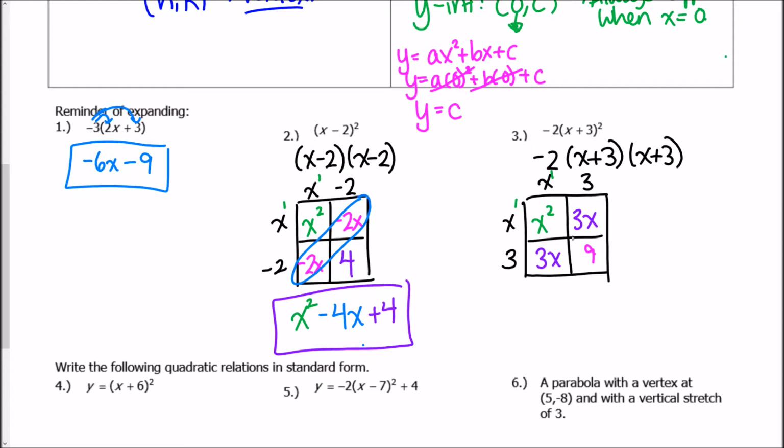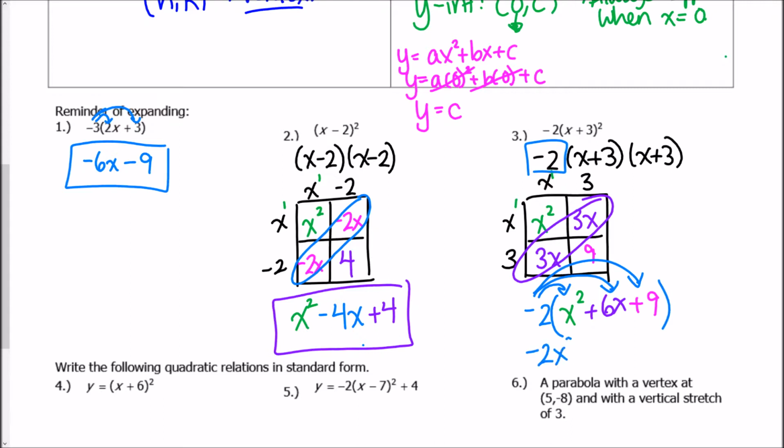So then I can put the x squared down because nothing is like it. The 3x and the 3x can go together, so I get plus 6x. And then here I just get plus 9. But there is this negative 2 out in front right here, so I can't forget it. So I'm going to write negative 2, and then I'm going to put brackets around this right here, and I'm going to distribute this whole thing through. So I get negative 2x squared, and then negative 2 times 6x is negative 12x, and then negative 2 times 9 is negative 18. And that's my answer right here.